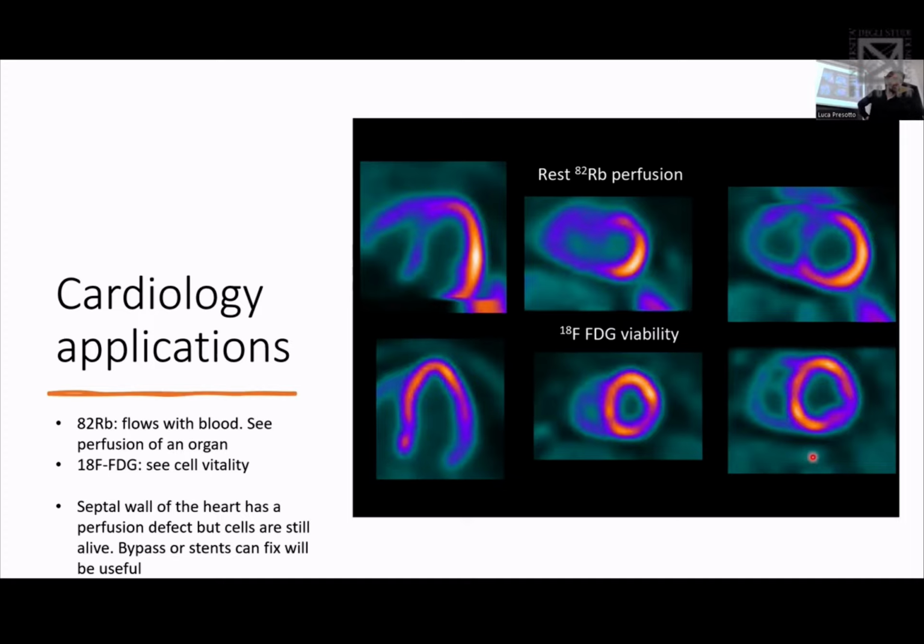But then you also do a second scan later with FDG, this analog of glucose, and you see that the cells are alive. This means that if you restore perfusion to the heart, it will start beating again in that part which now is compromised even under stress. If you had found that the cells there had already died, it would have been not helpful to reperfuse the heart.